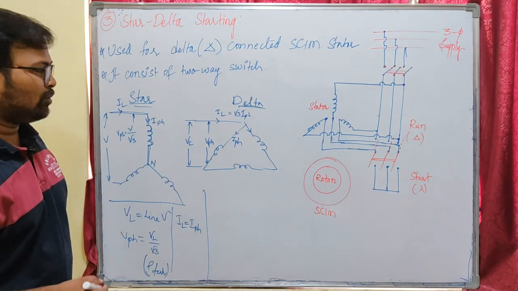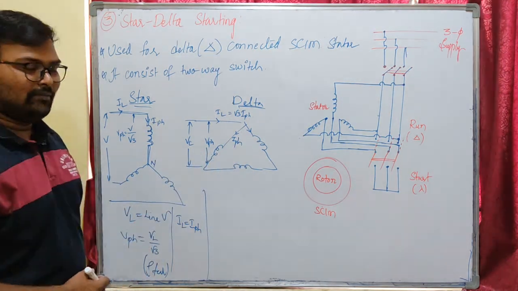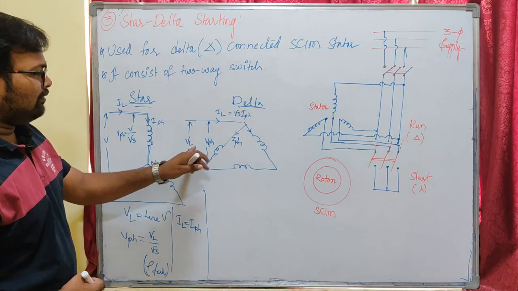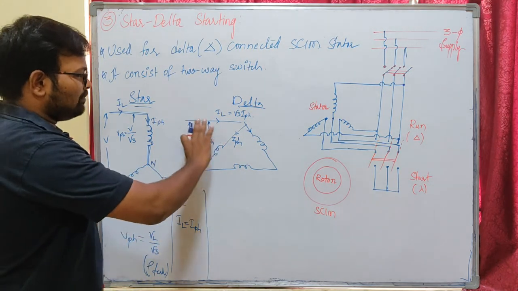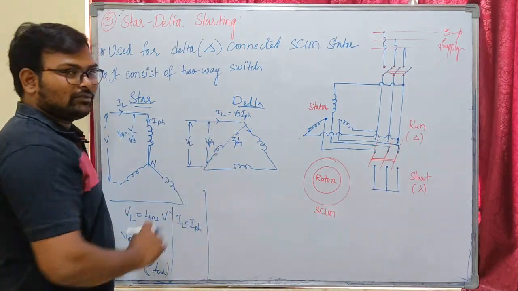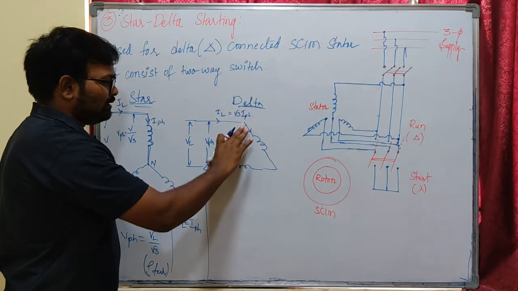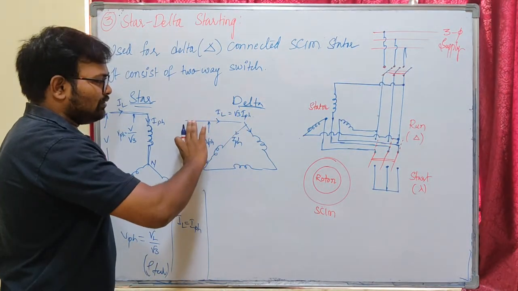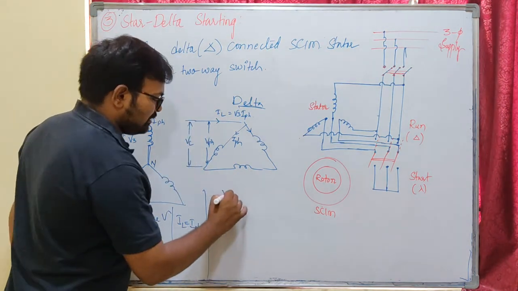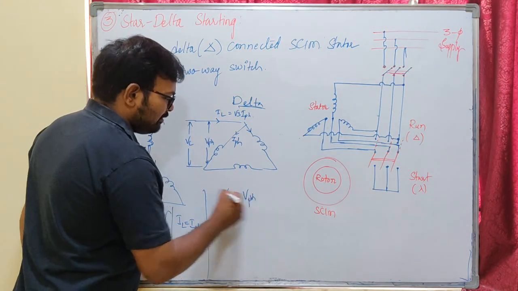Let us see the delta connection properties. Here this is delta connection. Here you can see our line voltage equals phase voltage. The line voltage between two lines is equal to phase voltage. This is the voltage across this phase, which is equal to phase voltage and also equal to line voltage. That means the property of delta is line voltage equals phase voltage.